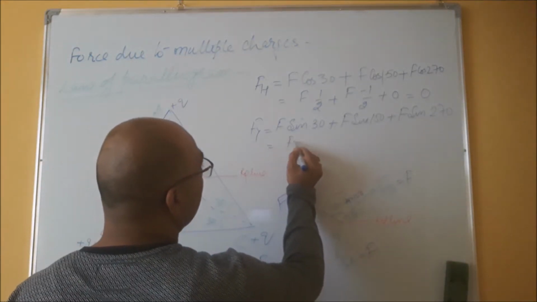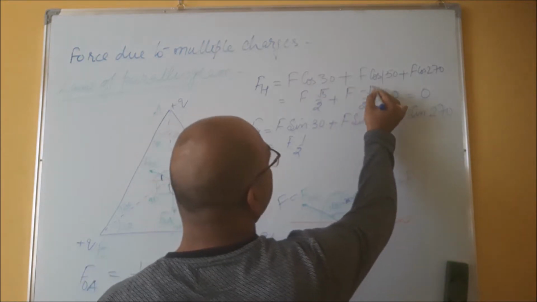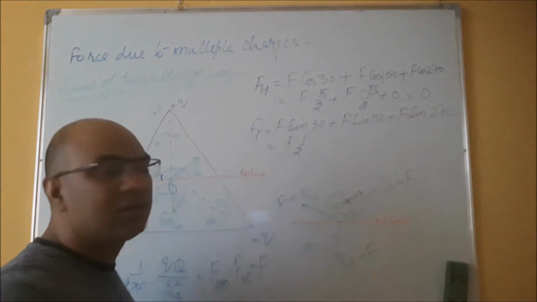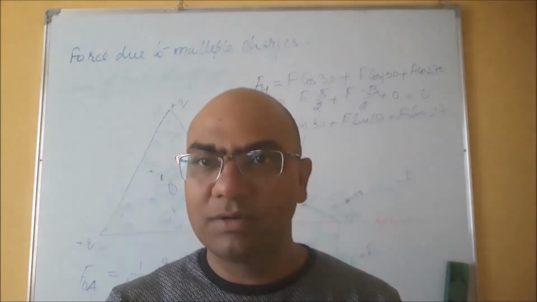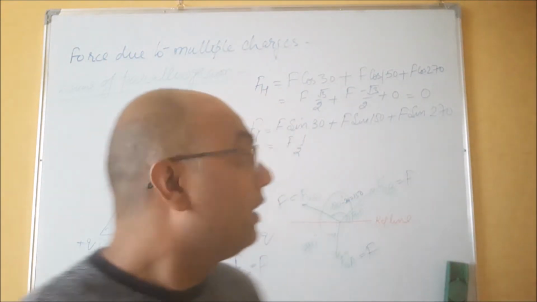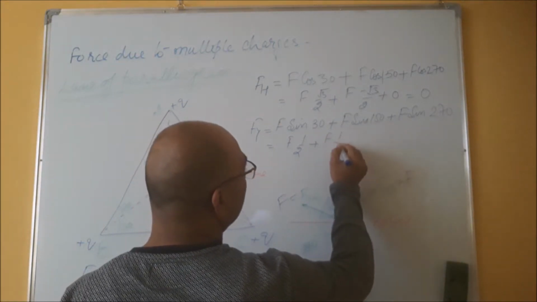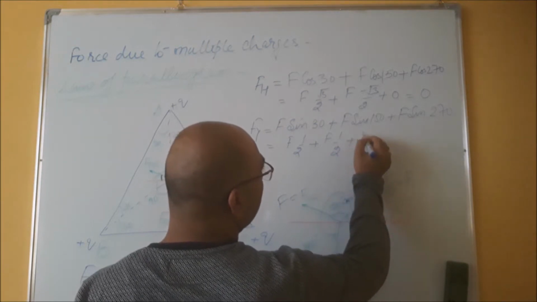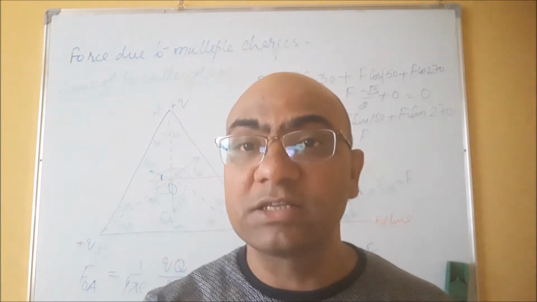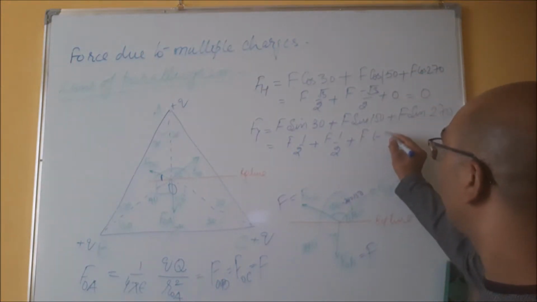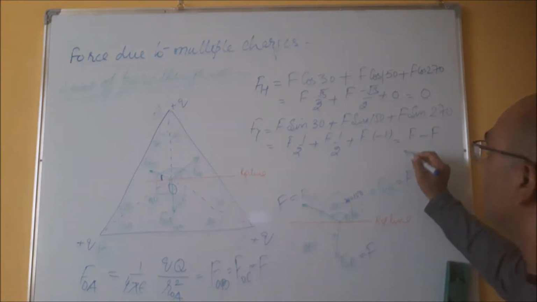I'm sorry, again I have made a mistake. The answer will remain 0, but the value of cos 30 is root 3 by 2, not 1 by 2, sorry. So here plus F sin 150, 1 by 2, plus F value of sin 270 is minus 1. So when you solve this, this will be F, this is minus F, so again 0.